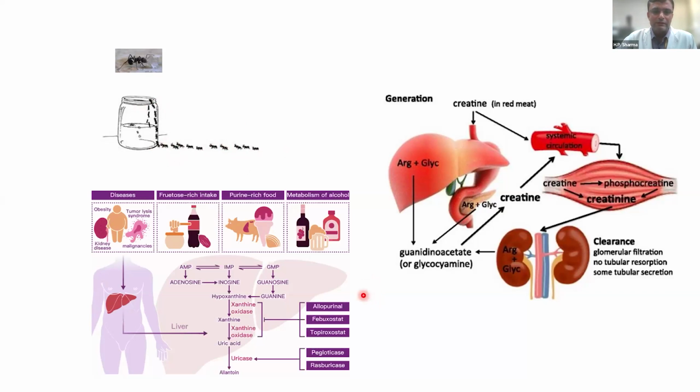Another example is gout, where uric acid accumulation is there in the body, so you are pinpointing to one metabolite. If I take another example, then creatinine is a good example of your kidney function test.